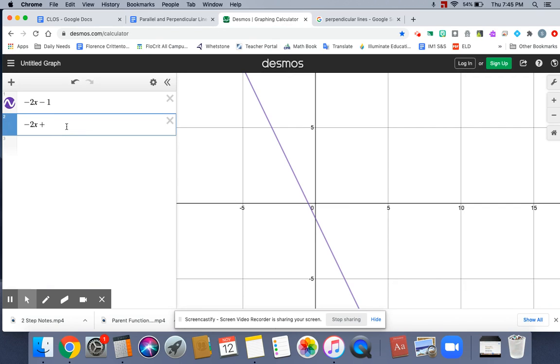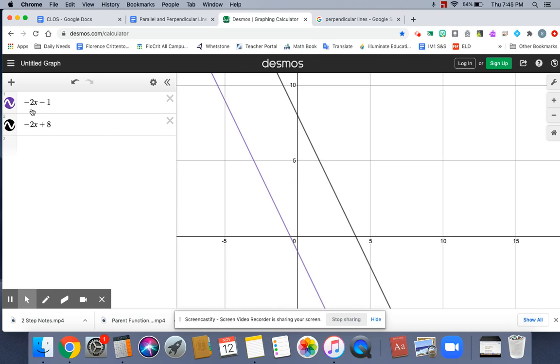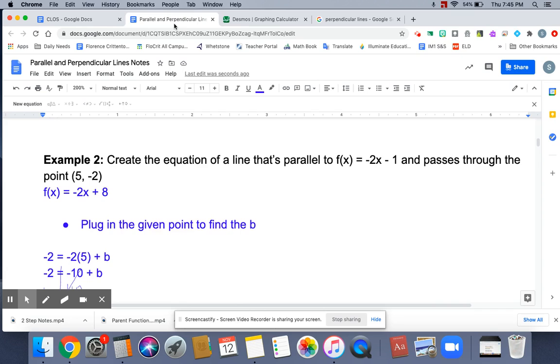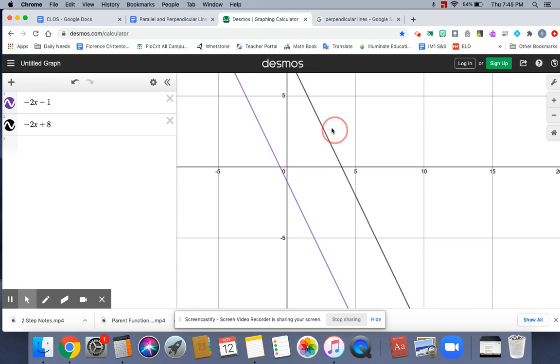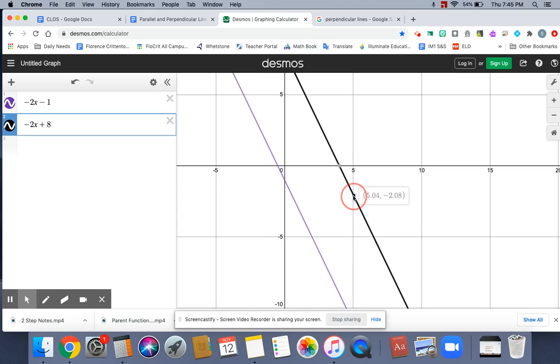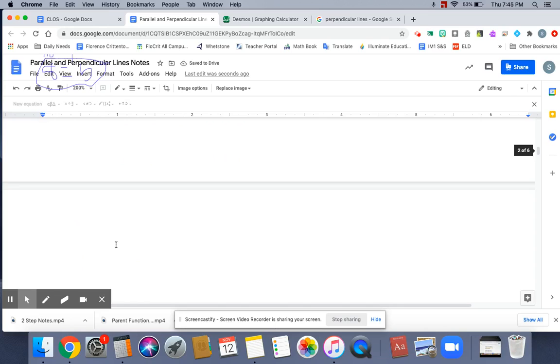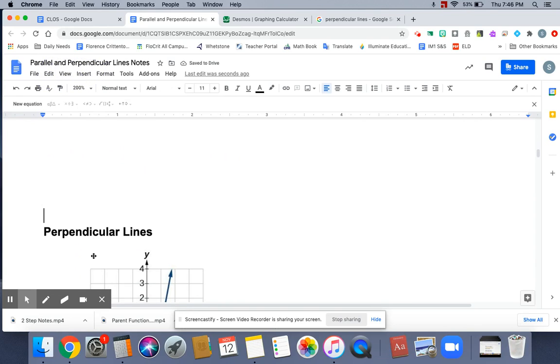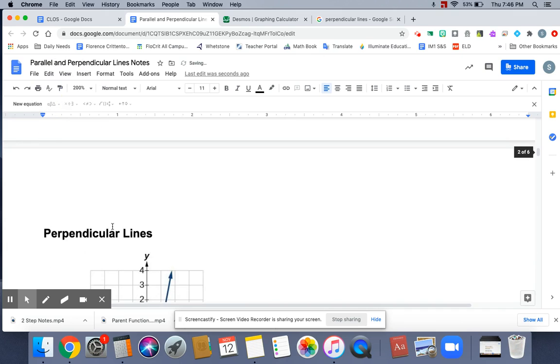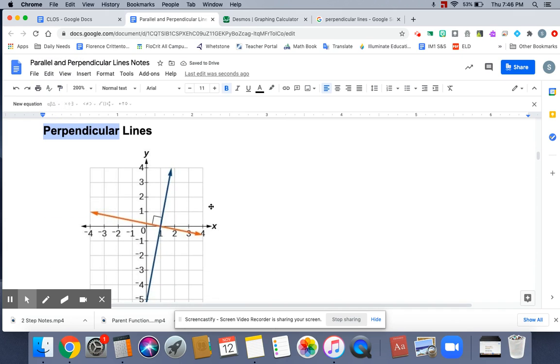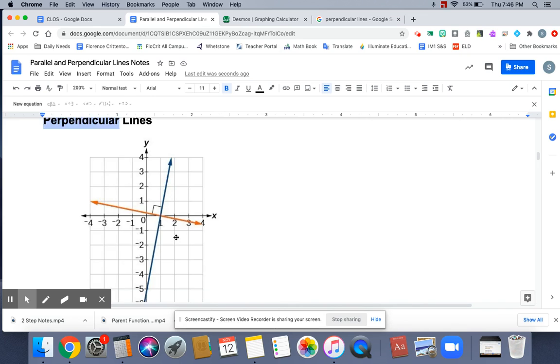And if I show you -2x plus 8, it's still parallel to this line, but it definitely goes through the point at 5. The answer is -2 down here. So it goes through the point we want, and it's parallel to the first line they gave us. So the second word that they want you to care about is perpendicular. Remember, perpendicular lines cross in a way where you can make perfect little squares in all 4 corners.